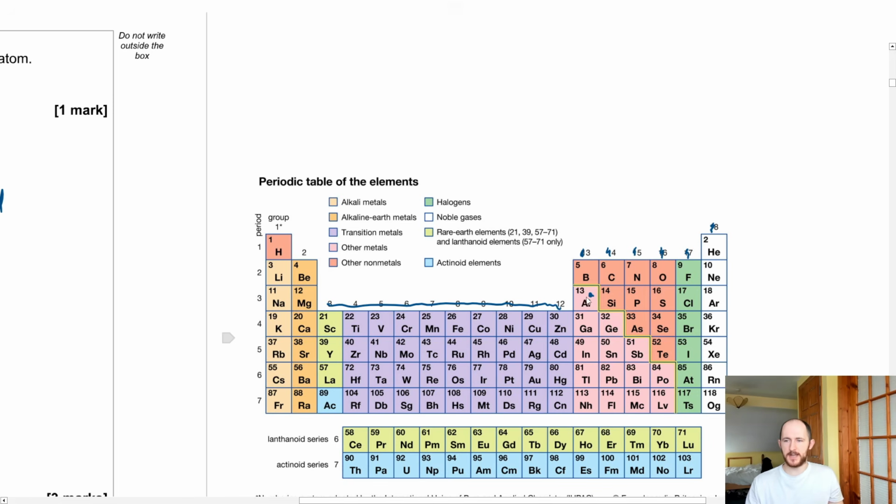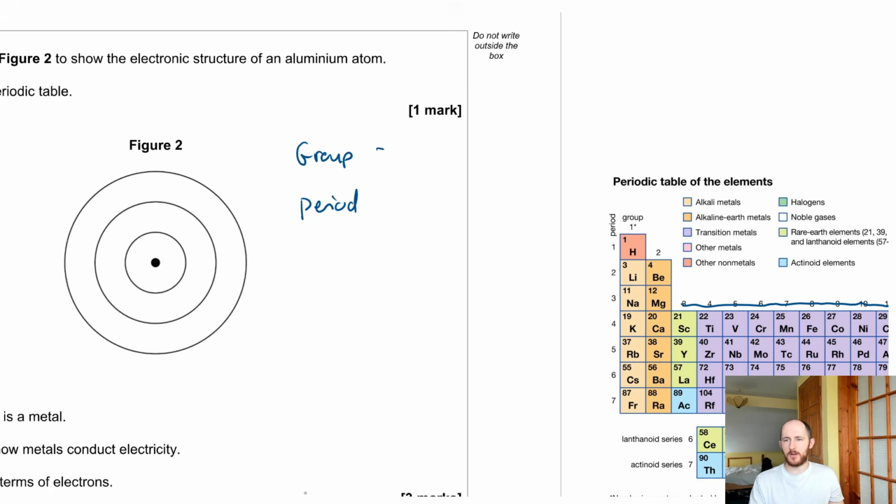So Al, it's 13. So the group is 1, 2, 3. So what does that mean? Well, the group of 3 means that there are going to be 3 electrons in its outer shell. So 3 electrons outer shell.